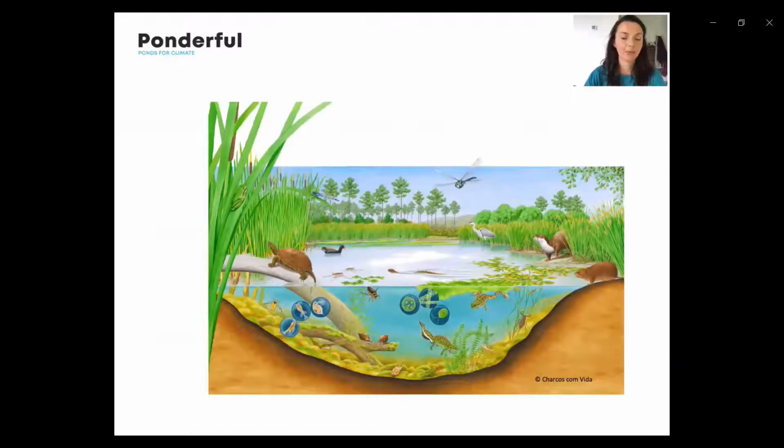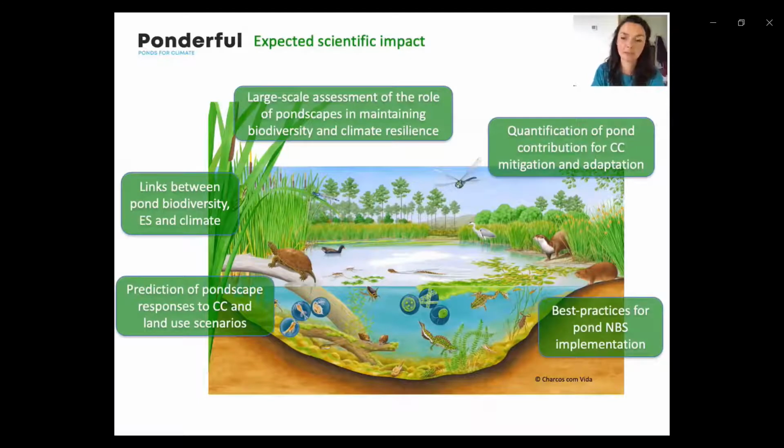Finally, I would like to summarize the Pond4U projects in the expected scientific impact that we want to produce. We want to assess the role of pondscape in maintaining biodiversity and climate resilience. We want to find the link between pond biodiversity, ecosystem services, and climate change, and also predict how pondscape will respond to climate change and land use scenario.